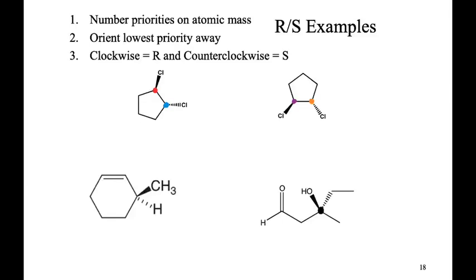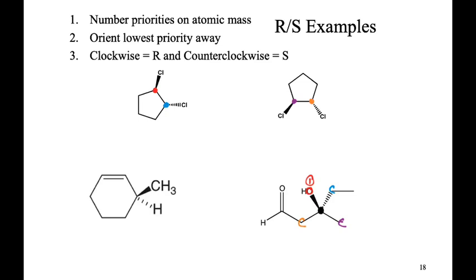We're going to do the black one down there. So if we go through and look, we're looking at oxygen, carbon, carbon, carbon, right? Oxygen has the highest atomic mass, so that immediately gives us the 1. Now deciding between our other carbons.